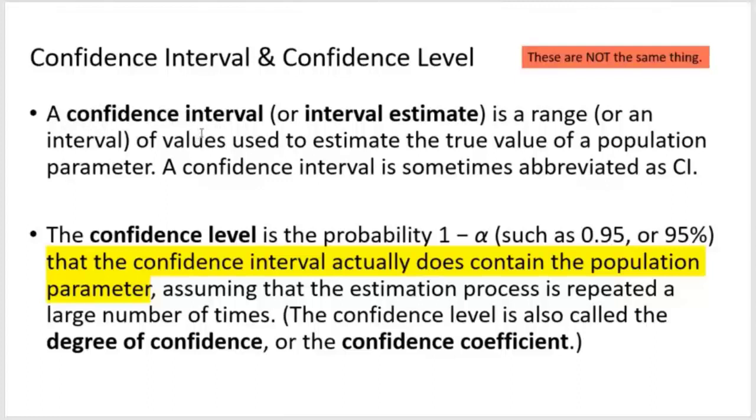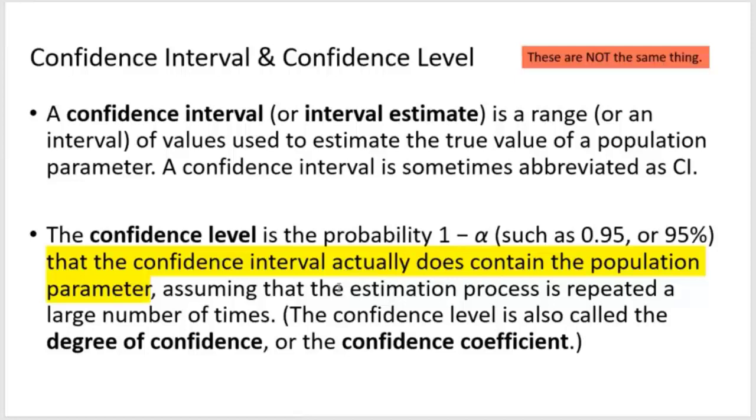So an interval, and sometimes it's called an interval estimate, but we will consistently call it a confidence interval. A confidence interval is a range, or we might call that an interval, of all the values used to estimate the true value of the population parameter. So it'll have a beginning number and an ending number, and we'll say that the population parameter is somewhere in between those.